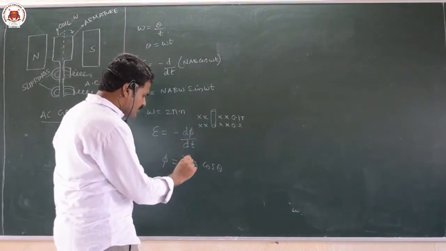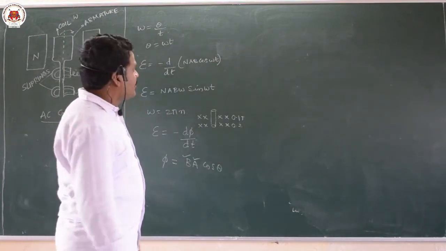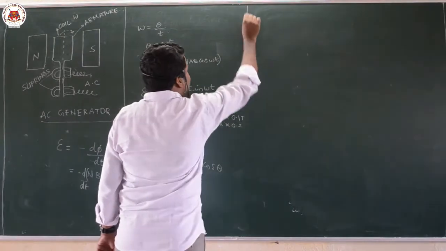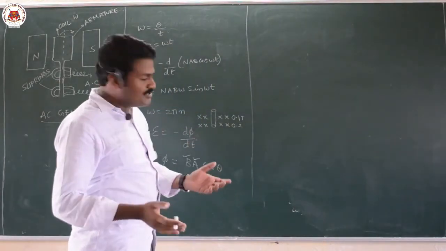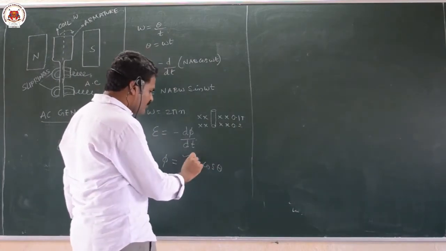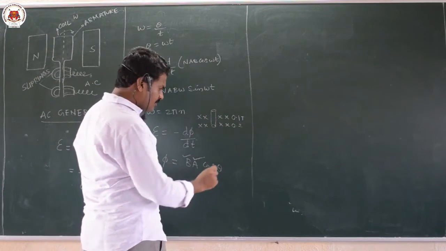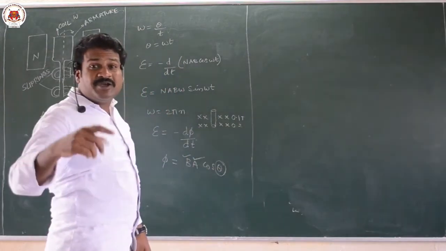If I change area, then also I can get EMF. Suppose there is a square coil kept inside a magnetic field. If it is converted into a circular coil, then also you will get EMF. And I can generate EMF by changing theta also, by changing the orientation.